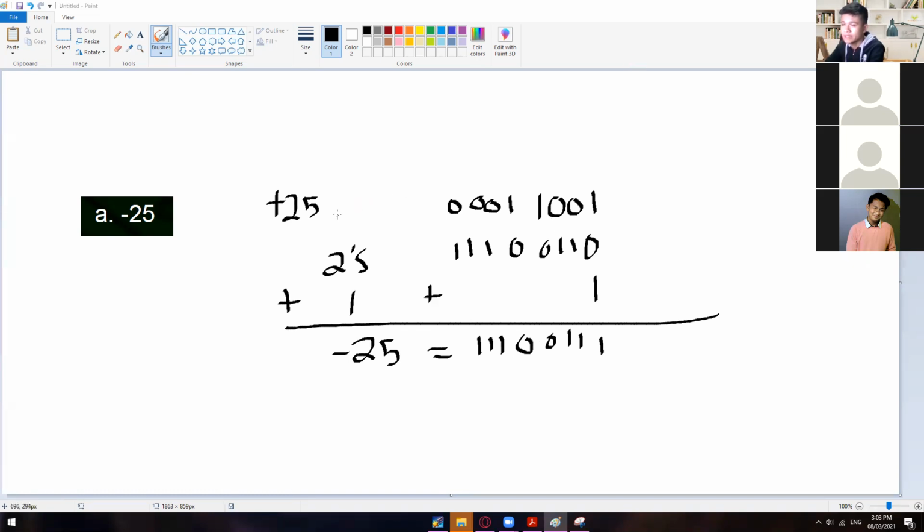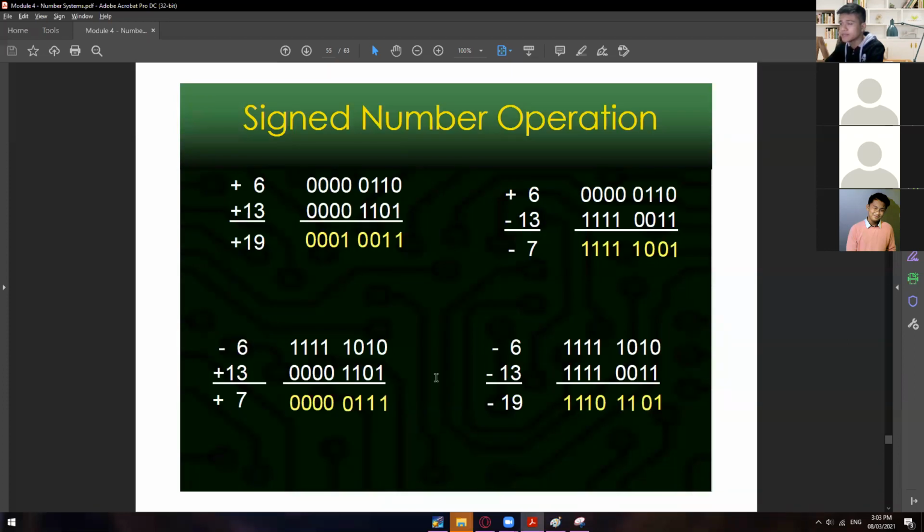So you only have 3 steps to represent this negative 25 into a binary number. We have the positive form, and then the 2's complement, and then just add 1. And then you will have this one. All right, so that's it for the signed number operation.